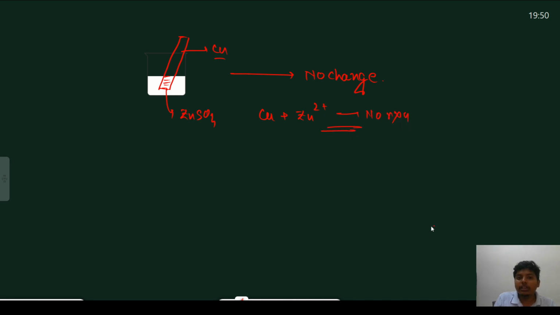Now why did this happen? When we dipped zinc in copper sulfate, it reacts. But when copper is dipped in zinc sulfate, it does not react. Why is this happening? Clear? We need to understand this, so that is why we are going to learn electrochemistry, one step at a time. First, we are going to learn something called electrode potential.